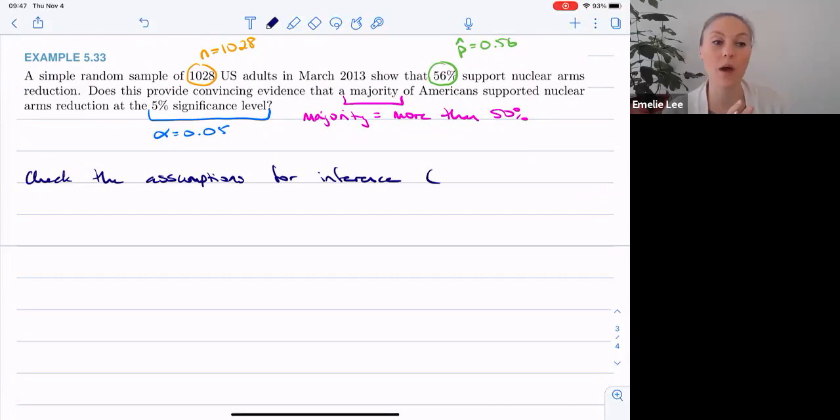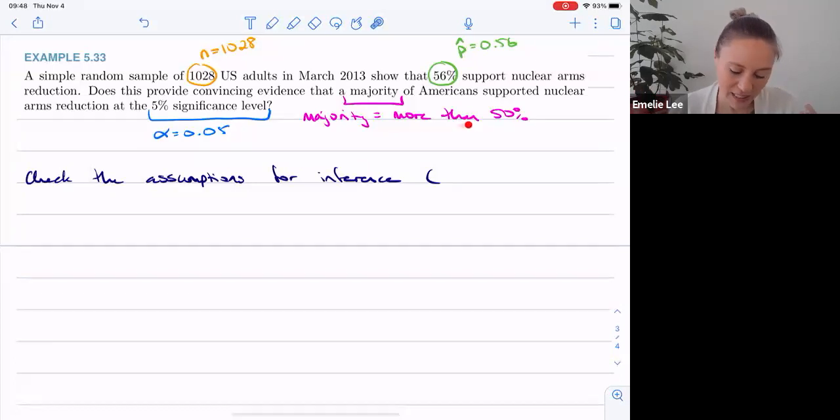Right, and we're doing a hypothesis test in this case, right? Because we want to know if at the 5% significance level, is there evidence that a majority of Americans supported nuclear arms reduction? And so we're going to do just a flat out hypothesis test. How would you do this if you wanted to do a confidence interval? It would ask for a confidence interval. So I don't want you to be taking liberties, but at the 5% significance level, you would make a 95% confidence interval.